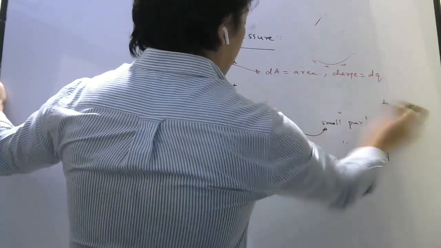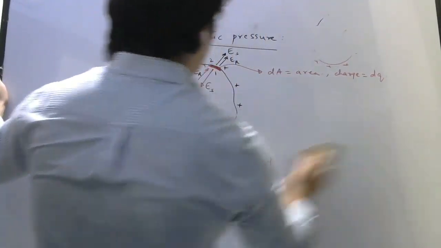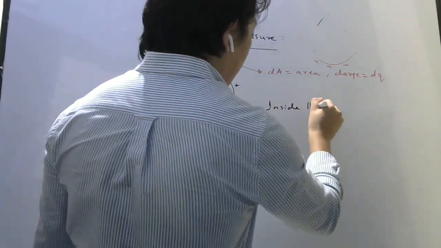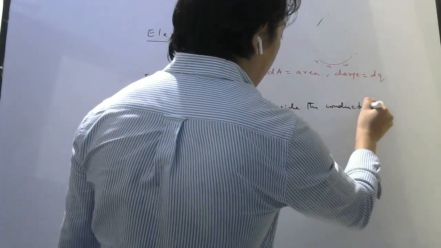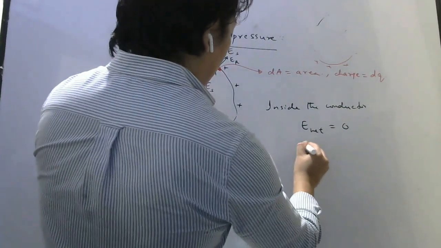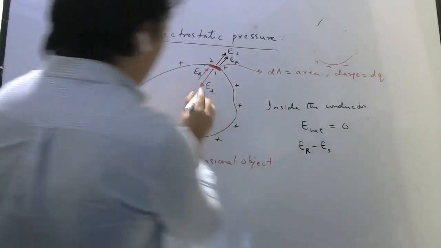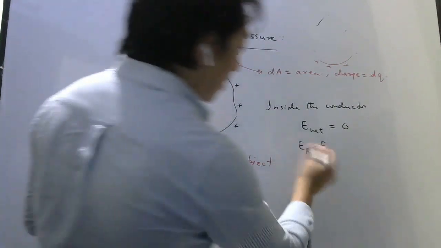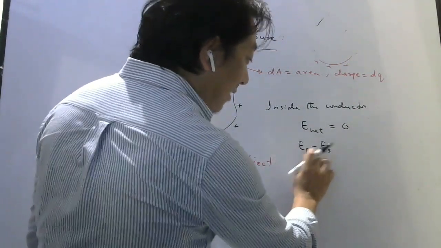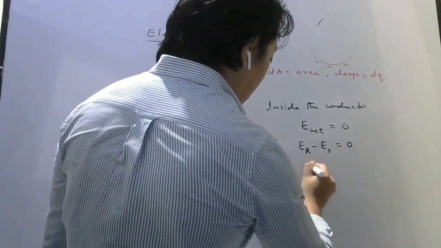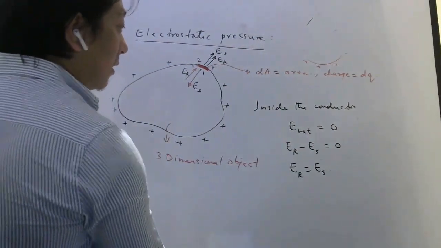Very good. Now once you have understood the directions, you know inside the conductor, what is the electric field? 0. So the net electric field inside the conductor is 0. That means ER minus ES. Why minus? Because these two are in opposite direction inside the conductor. So the total will be the first vector minus the second vector. Because they are in opposite direction, we have to subtract. So that should be 0. That means the magnitudes should be equal. Okay? And this is inside.